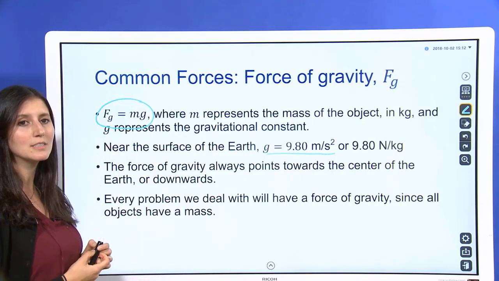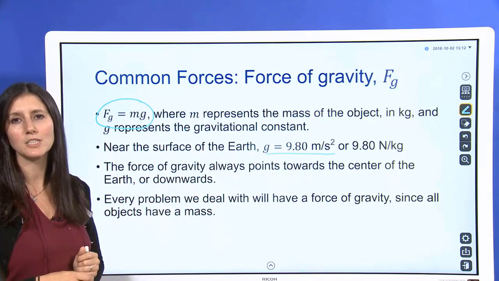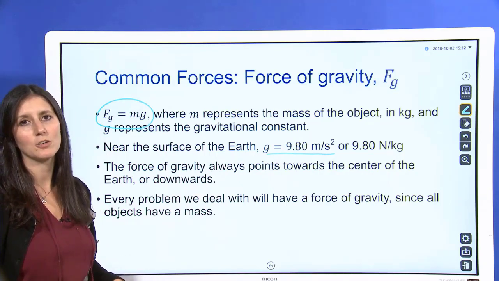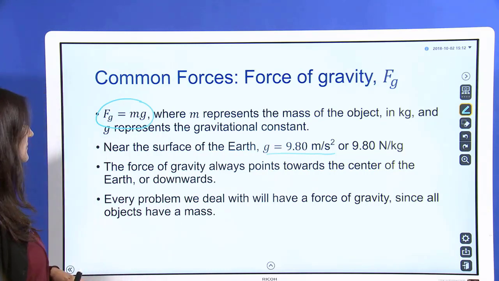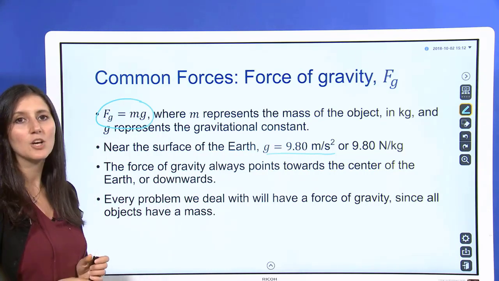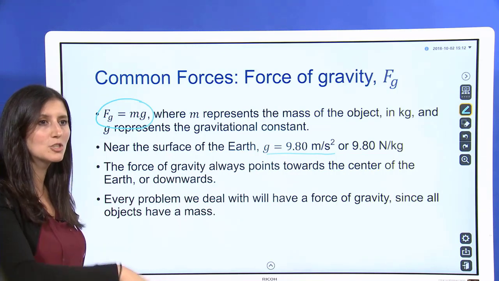Okay, so this is a constant. You're always going to use this value. This value is correct for any question where you're located near the surface of the Earth, which is what we're going to be doing in this course always. Okay, so the force of gravity is always pointing towards the center of the Earth. So that would be straight down.